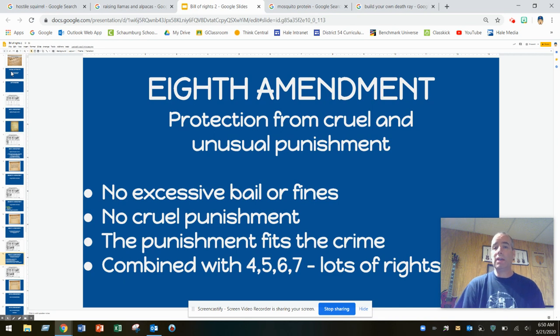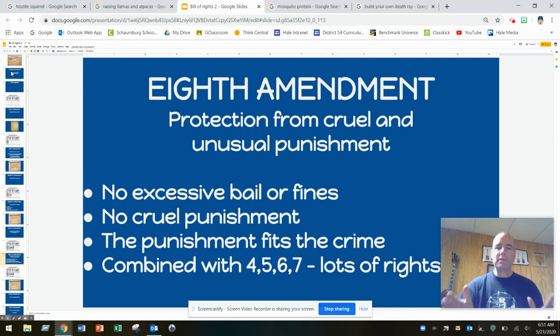Cruel punishment. They can't throw you in a dungeon and leave you down there to rot and starve you for days until you admit to doing something. That's cruel punishment. They have to treat you fairly. And the punishment has to fit the crime. Murder is going to get the worst kind of punishment, but stealing a candy bar or something is going to get the least punishment, which it should be. It has to be in line.